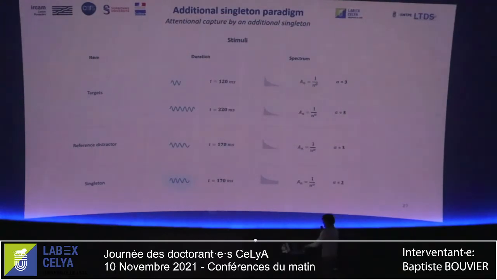And for the singleton, this one has the same duration as the reference distractor, but it has a different spectrum. And we just changed the alpha coefficient. And this gives different values of spectral centroid. So we can see here that the singleton has a higher spectral centroid, which makes it brighter. But the targets are the same as the reference distractor. So the idea is that the targets have to be different on one dimension. The singleton has to be different on one other dimension, which would be independent from the first one. And we studied how the manipulation on the second dimension interferes with the discrimination on the first dimension.